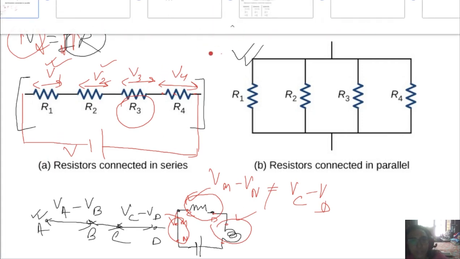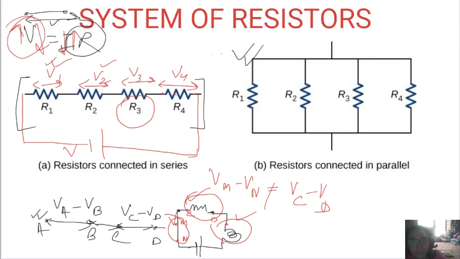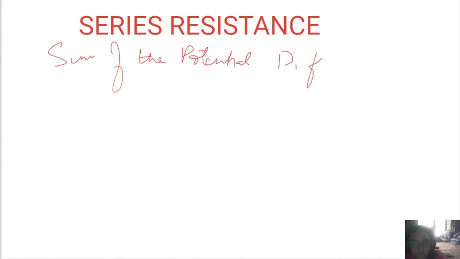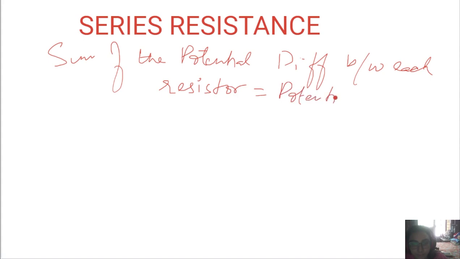So when we're talking about series resistance, what we have to understand is that the sum of the potential difference between each resistance is equal to the potential difference of the whole circuit.